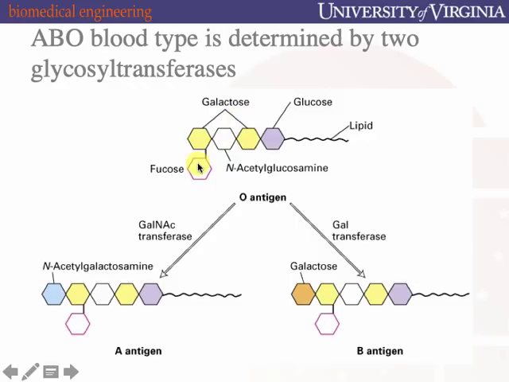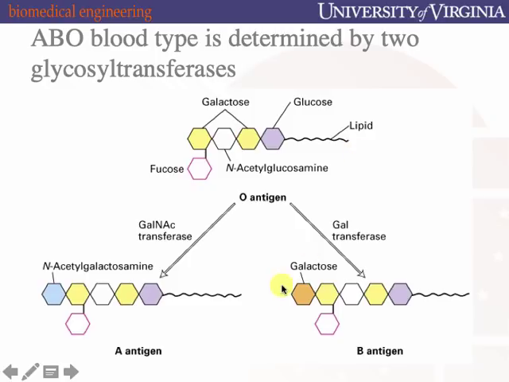If you have the O antigen, you have a frame shift mutation in this gene, and you don't do anything with this O antigen. So your protein and lipid glycosylation stops here. But if you have the A allele, you code for an enzyme, and specifically what you code for is a GalNAc transferase that adds an additional N-acetylgalactosamine to the O antigen, shown here on the left. That creates the A antigen, and that creates the A blood type.